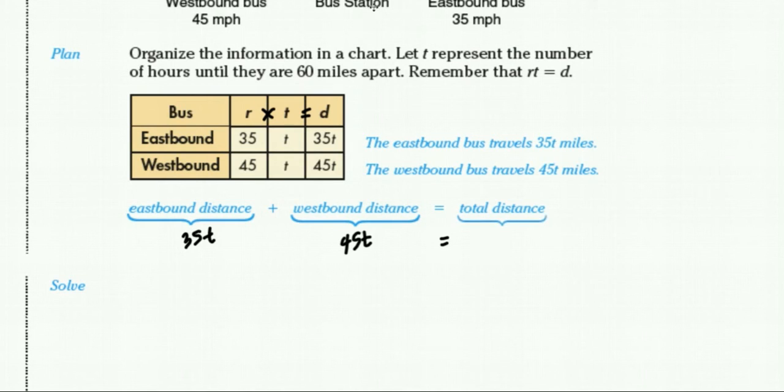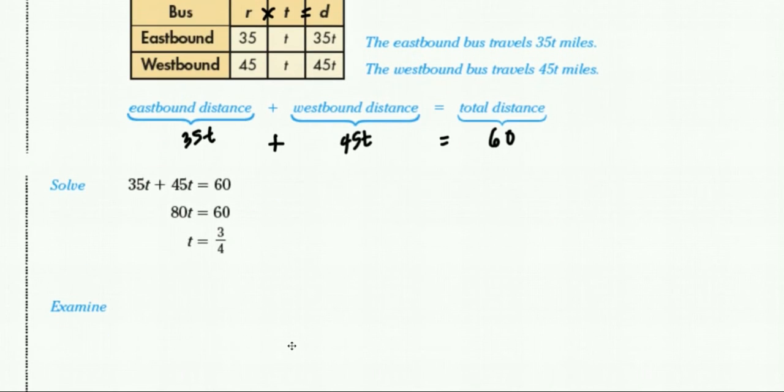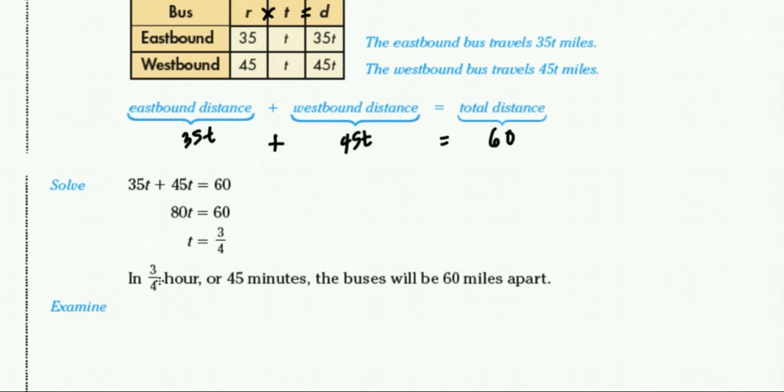And the total distance is 60 miles. And that'll be our equation. Solving our equation, 35t plus 45t, combining like terms, equals 3/4. But there's no such thing as 3/4 in time, so you simply multiply that by 60. 3/4 times 60 will give us 45 minutes. The buses will be 60 miles apart in 45 minutes.